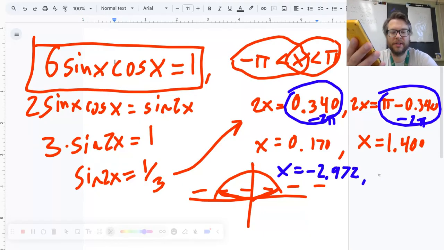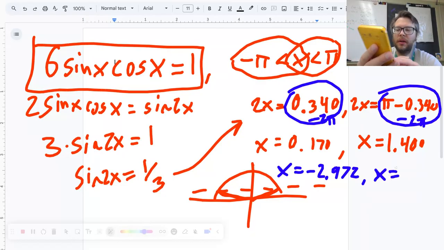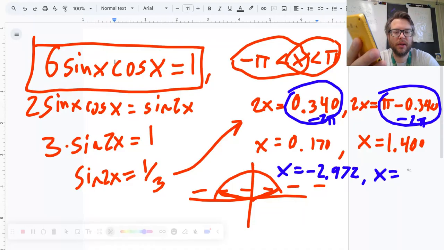That's bigger than negative pi. And then my other one, I have pi minus 0.340 minus another 2 pi. I could have simplified that. So there, dividing by 2, I get negative 1.741.